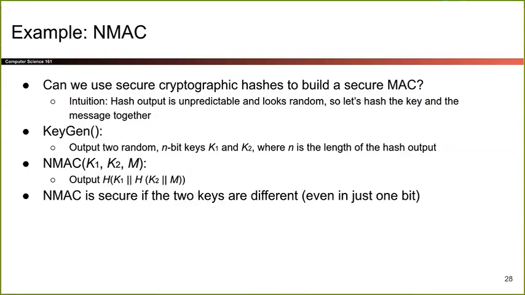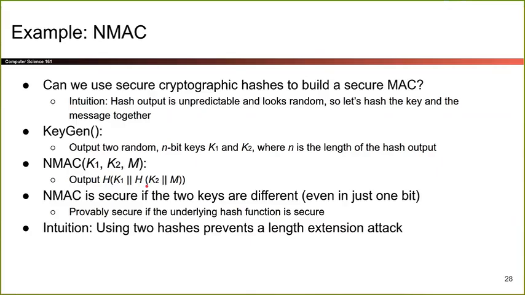And somebody out there has proven that if these two keys are different, just in one bit, doesn't have to be totally different, as long as these two keys are just a little bit different, NMAC is existentially unforgeable, or secure. So the assumption is if the underlying hash function is a cryptographic hash function, then NMAC is secure. I just hash the key and I hash the message.